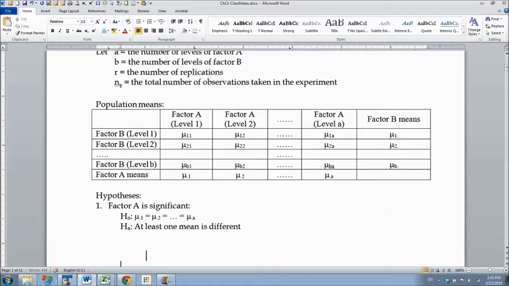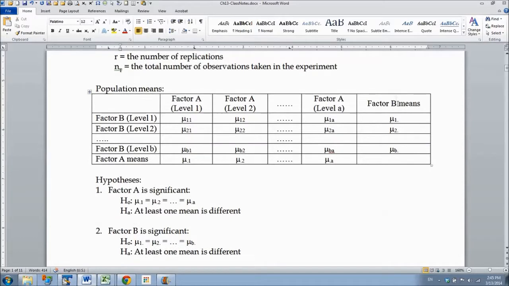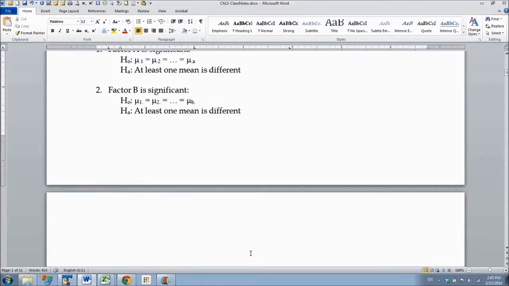So that is one set of hypotheses. The second set of hypotheses is for factor B. So all the means of factor B are the same: mu sub 1 dot, mu sub 2 dot, and so on, against the alternative that not all of them are equal.